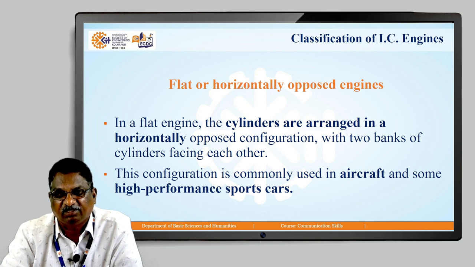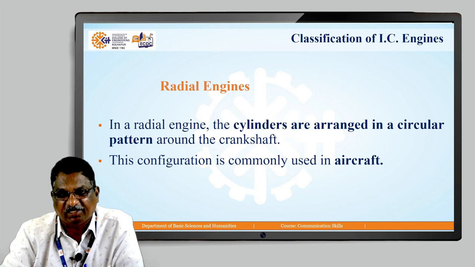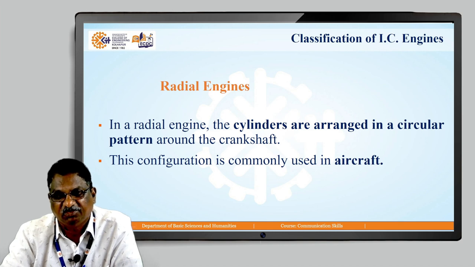Then flat or horizontally opposed engines. In a flat engine, the cylinders are arranged in a horizontally opposed configuration with two banks of cylinders facing each other. This configuration is commonly used in aircraft and some high performance sports cars. Then radial engines. In a radial engine, the cylinders are arranged in a circular pattern around the crankshaft. Therefore, they are called radial engines. This type of configuration is commonly used in aircraft.